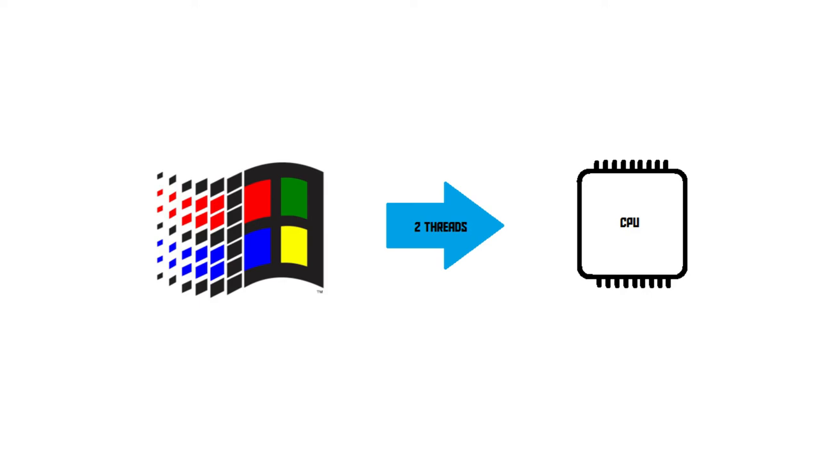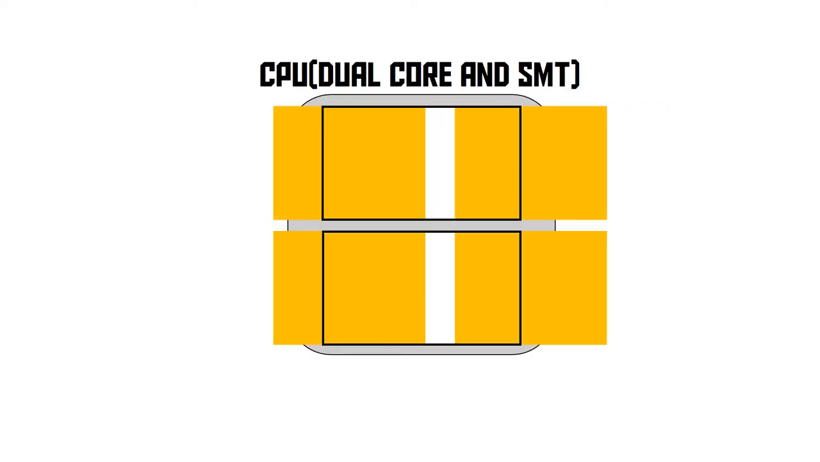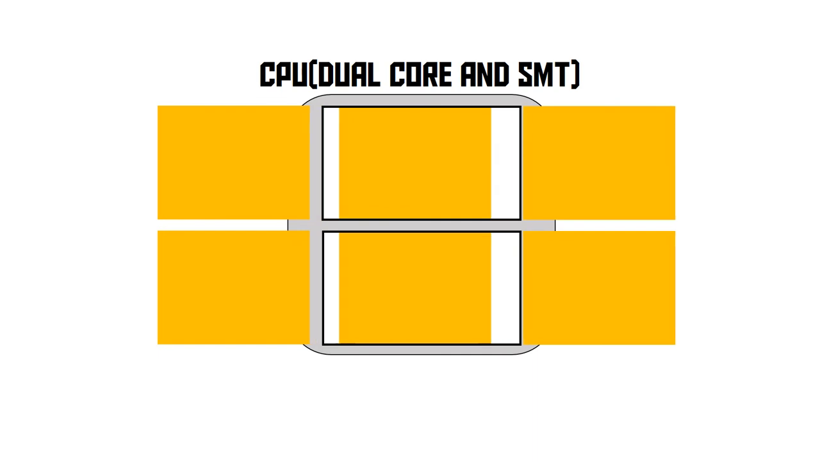This is also why in Task Manager, a single core CPU with SMT shows up as a dual core CPU. The OS thinks it has two cores. It is very important though to realize that it is still a single core CPU. Of course, it is also possible to have multiple cores and SMT.